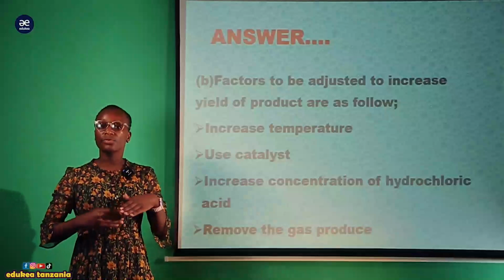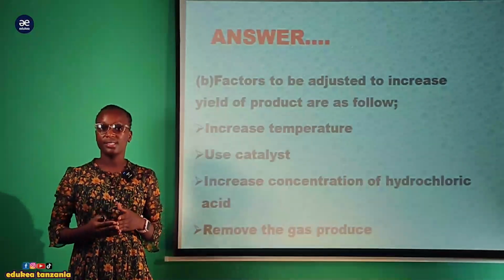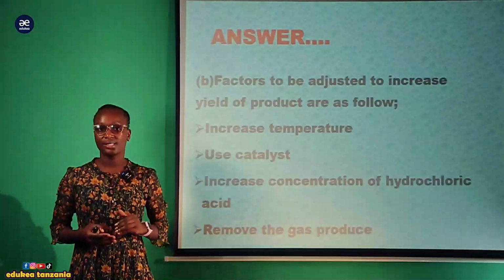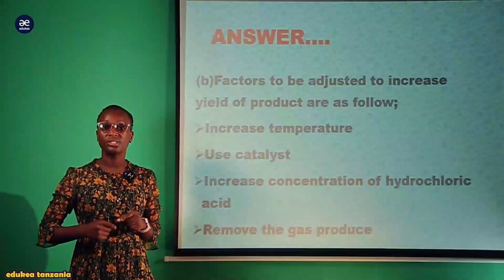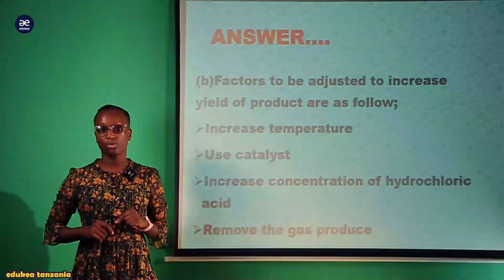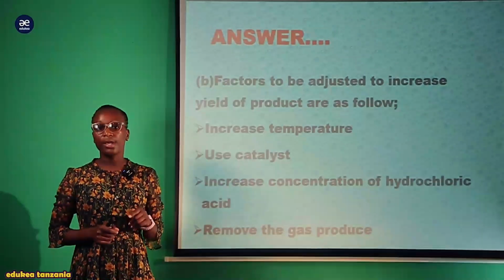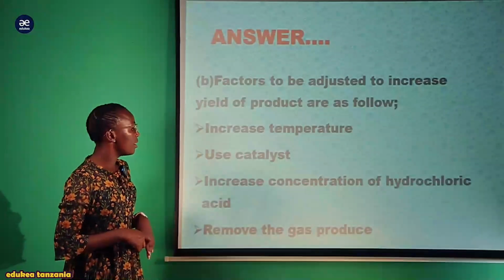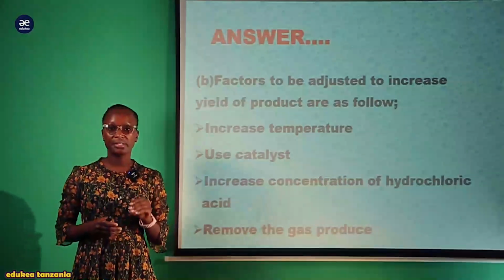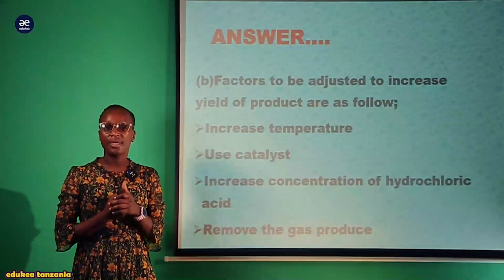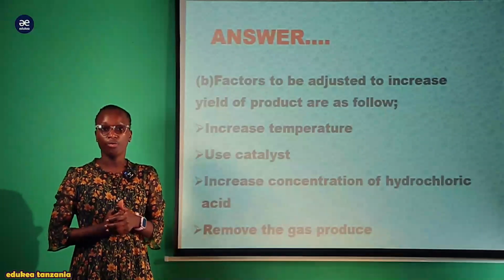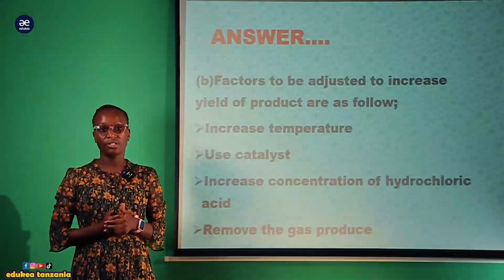Kwa hiyo pale ambapo tuna increase hydrochloric acid, kwa sababu tuna prepare hydrogen gas, is where we are able to produce more hydrogen gas kutoka kwenye HCl. Kwa hiyo hii HCl, kama hii concentrated HCl itakuwa increased, therefore we are going to have more production of hydrogen gas or hydrogen atoms.